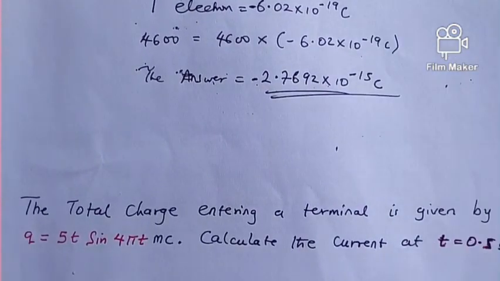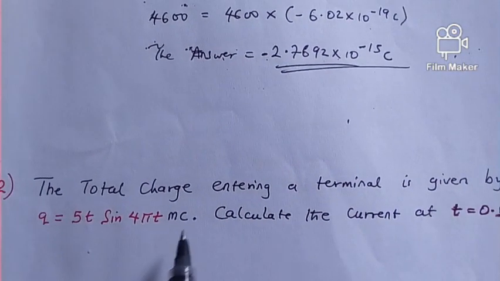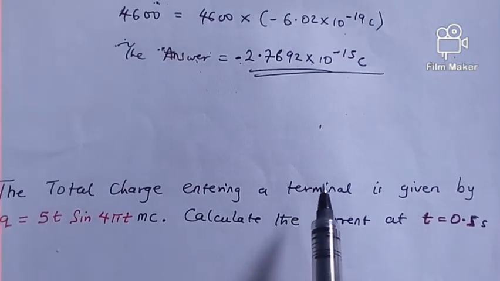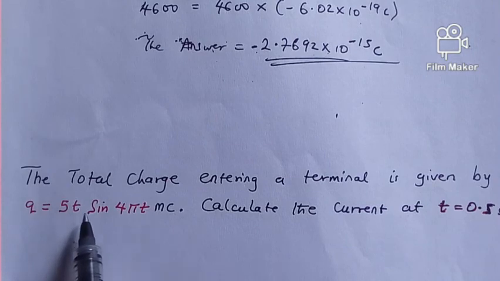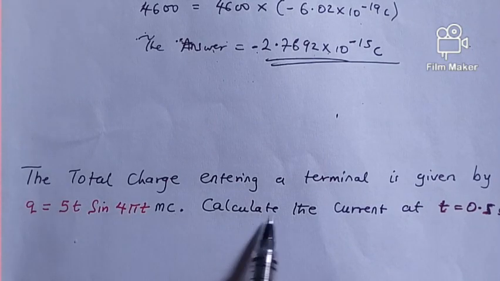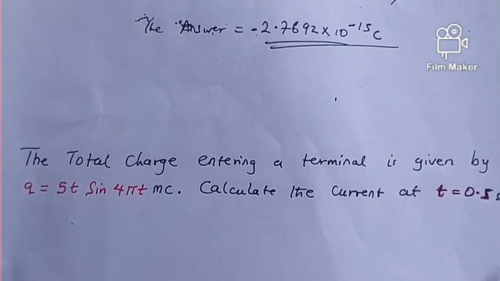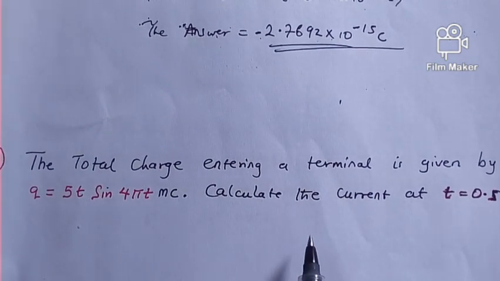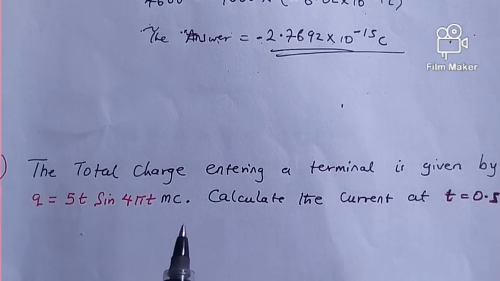Okay, now the second problem says the total charge entering a terminal is given by Q equals 5t sine 4 pi t millicoulomb. Calculate the current at t equals 0.5 seconds. Feel free to pause the video to try to solve the problem yourself. Now let's solve this problem together.